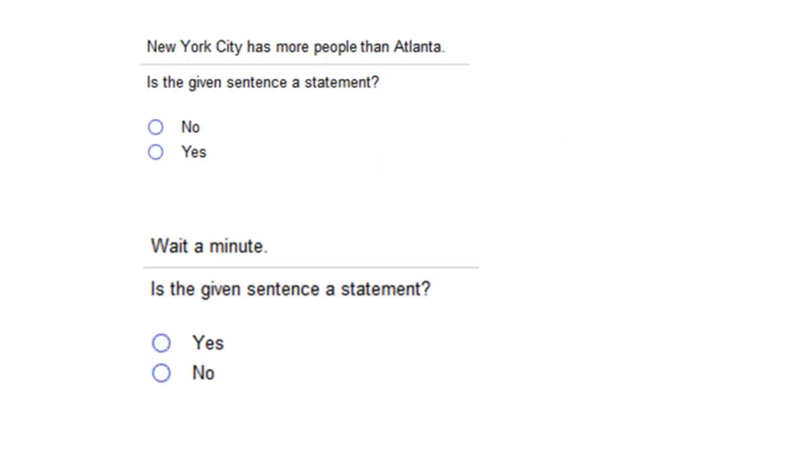Here's an exercise to help review what we know about statements. Recall that statements are either true or false. They are not questions and they are not commands. So let's look at the first one. New York City has more people than Atlanta. Is the given sentence a statement? Since it is not a question, it is not a command, and we can attach a truth value of either true or false to it, we say yes, this is a statement. The next one states, wait a minute. Is the given sentence a statement? In this case, this is a command. So therefore, it is not a statement.